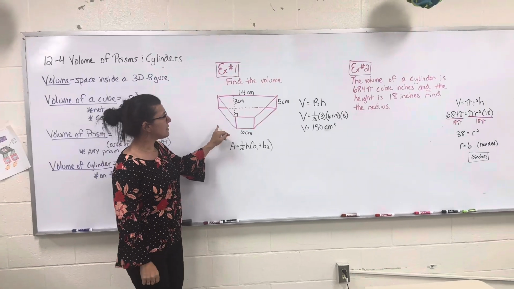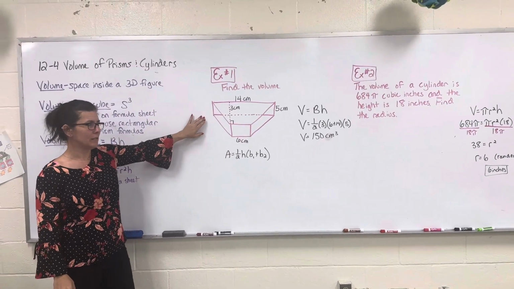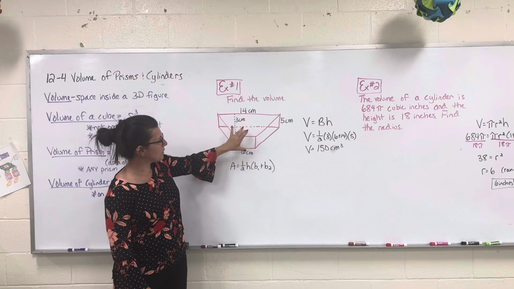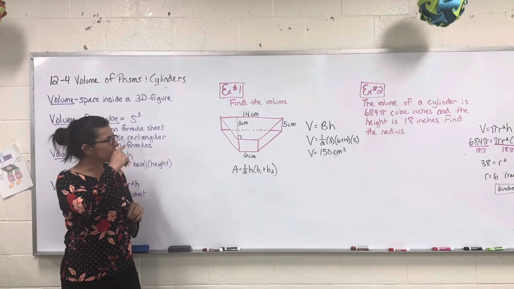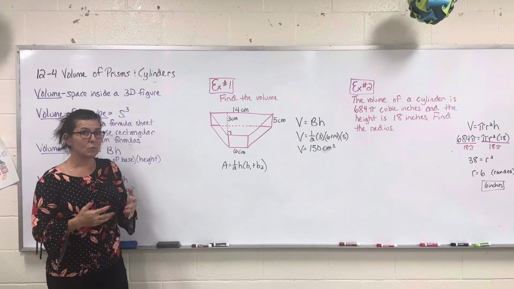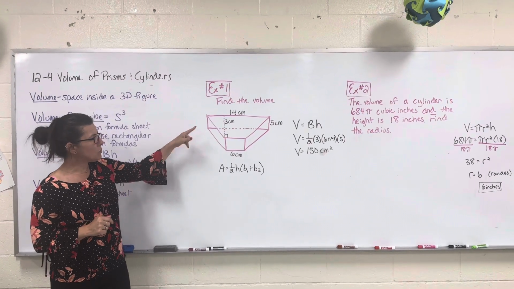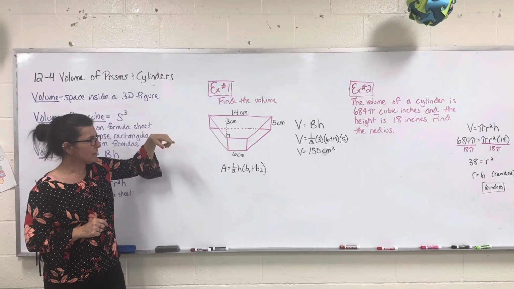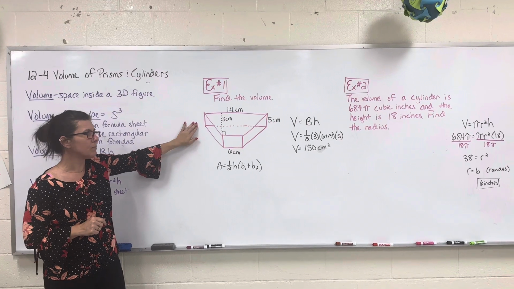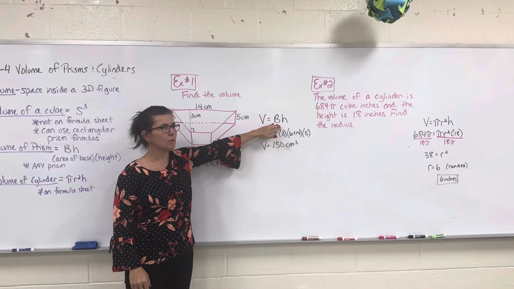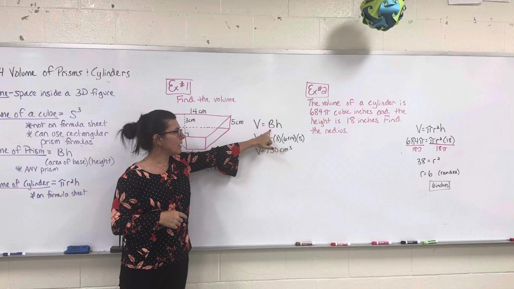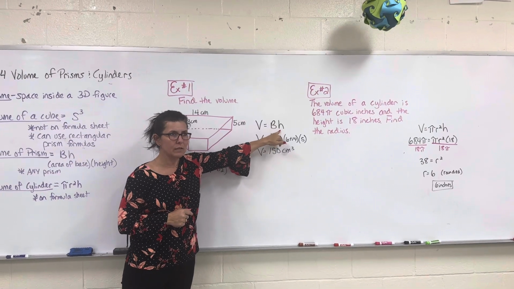First one, this is a trapezoid prism. If you see the two trapezoids on the top and on the bottom, and then of course the rectangles that make up the side, that's what makes this a prism. We have two congruent parallel bases connected by rectangles. That makes this a prism, which means we're allowed to use that formula from your formula sheet, area of the base times the height of the 3D figure.